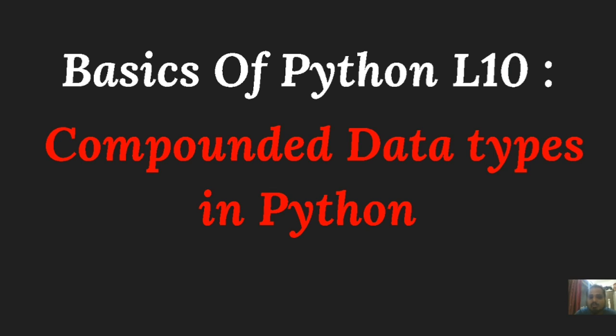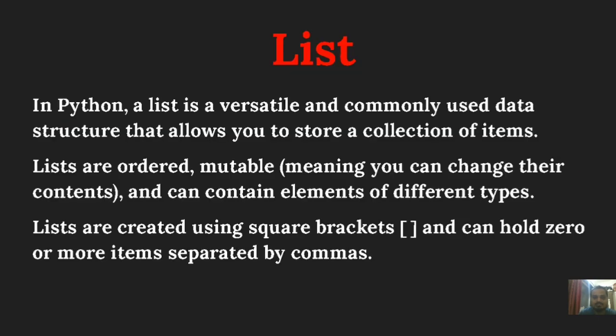So today I'm going to start with the compound data types in Python. I will start with the data type list. List is a very versatile and commonly used data structure which allows you to store a collection of items. Lists are ordered and mutable and can contain elements of different types. Lists are created using square brackets and can hold 0 or more items separated by commas.